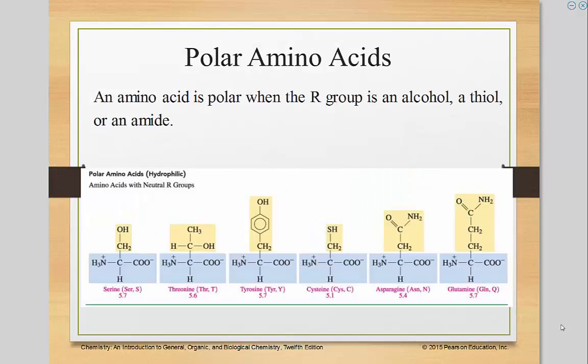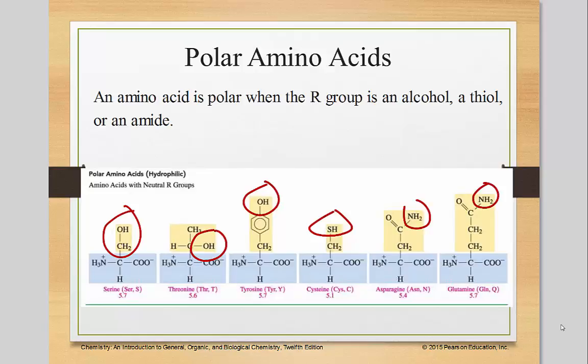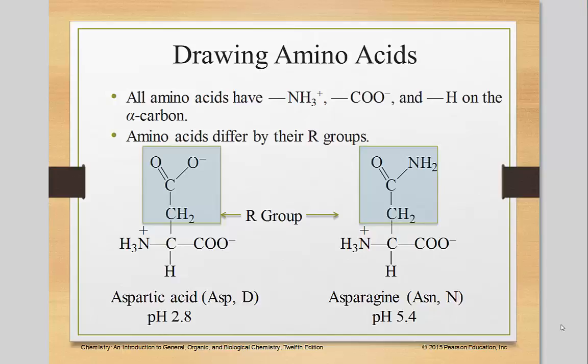An amino acid is polar when the R group is an alcohol, thiol, or amide. That's because of the extra electronegativity that these atoms have. And so the electrons are going to start drifting towards those electronegative areas, creating a positive and negative. Because of that positive negative, it's going to interact with water, which is why you get the term hydrophilic. All amino acids, once again, have an NH3, a COO, and an H. The amino acids differ by the R groups.